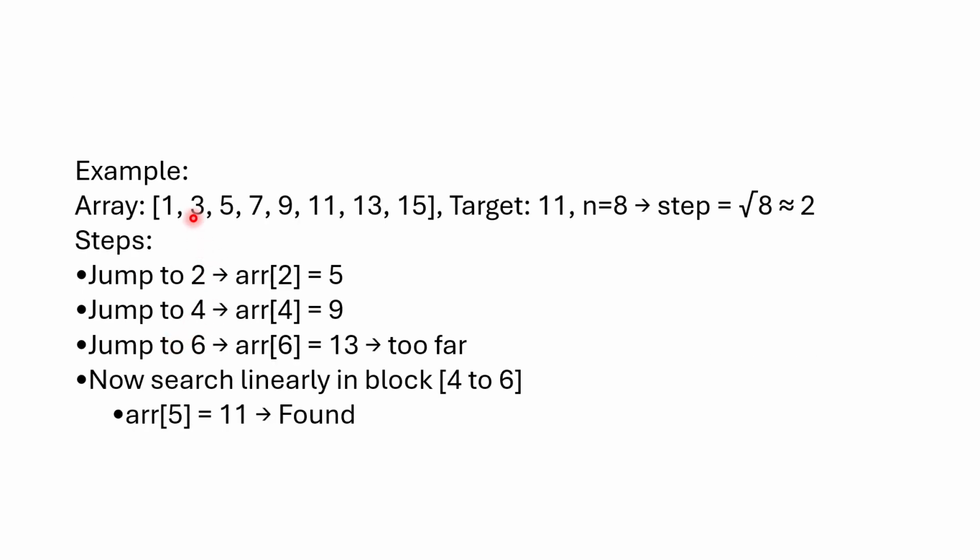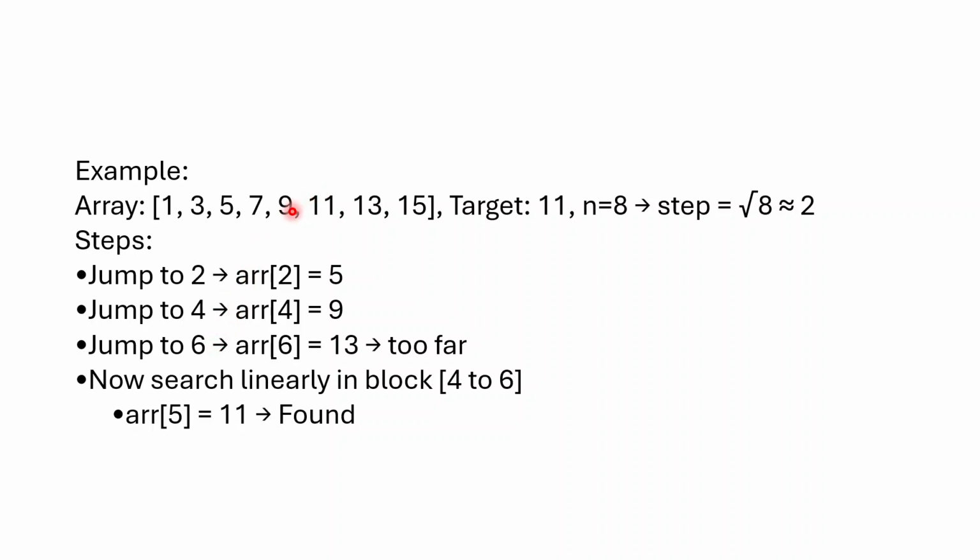Now jump to 2 means array of 0, array of 1, array of 2. Array of 2 is 5. The target is 11, and 11 is greater than 5. That means I need to jump 2 more steps. So jump to 4. Array of 3, array of 4. Array of 4 is equal to 9, which is lesser than the target. Target is 11. So now jump to 6.